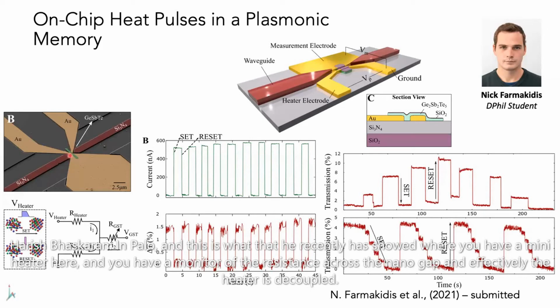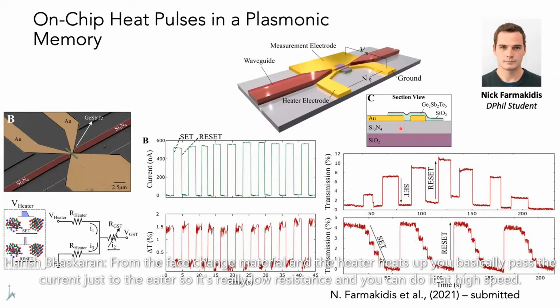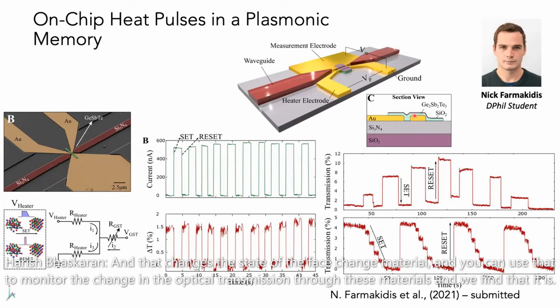And effectively, the heater is decoupled from the phase change material. The heater heats up. You basically pass a current just through the heater, so it's really low resistance, and you can do it at high speed. That changes the state of the phase change material, and you can use that to monitor the change in the optical transmission through these materials.